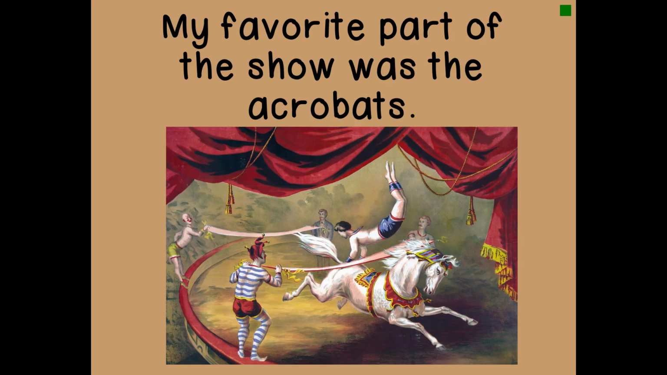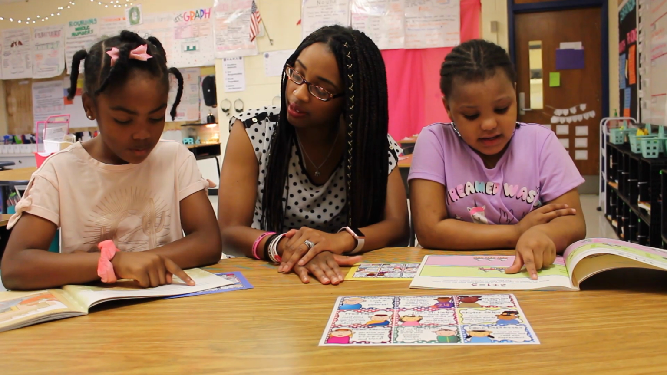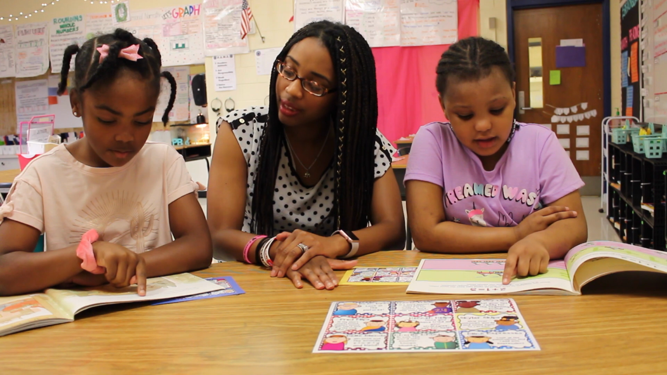So if a child was reading, "My favorite part of the show was..." and they cannot get the word acrobats, and they've tried to look at the picture, they've tried to sound out the words slowly, they've tried to chunk the words. They might be able to get the bats, but they're really struggling with the part that says acro. They would then use Hanna Helps, and you would actually help them to say acrobats. It's called an equate.